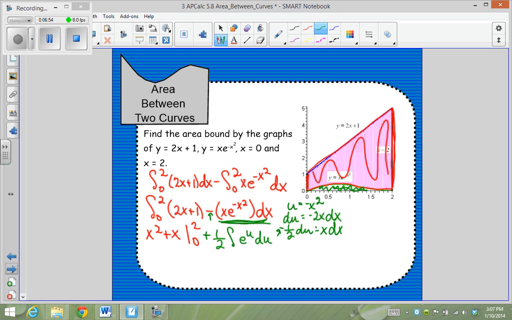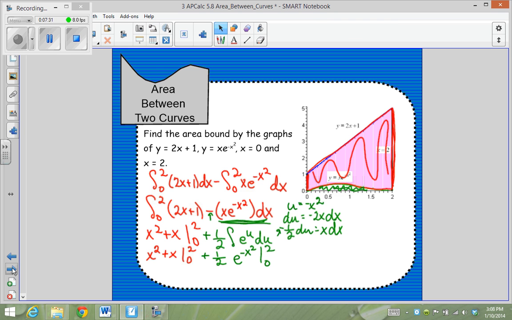Okay. So continuing on, sorry about this, I'm running a little bit out of room. I have x squared plus x going from 0 to 2 plus 1/2. The integral of e to the u is e to the u, so let's just put this back in and we'll have e to the negative x squared going from 0 to 2 was what we originally had. Okay. So there we've got that.